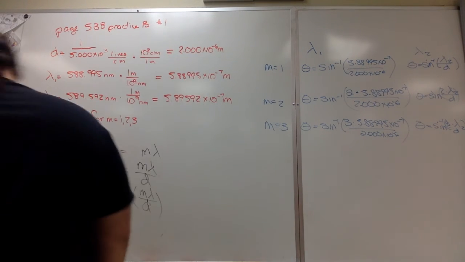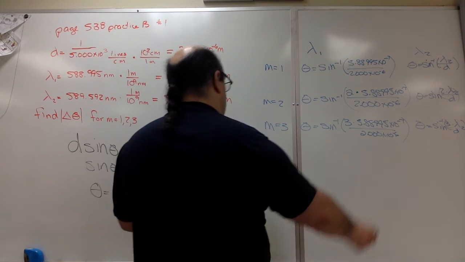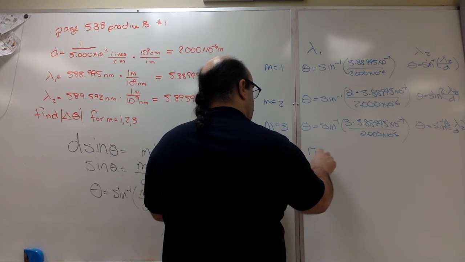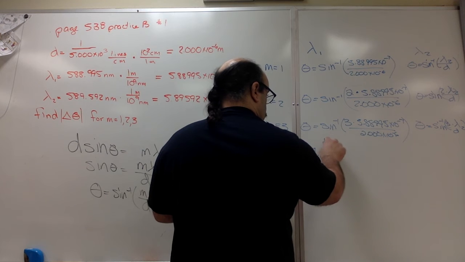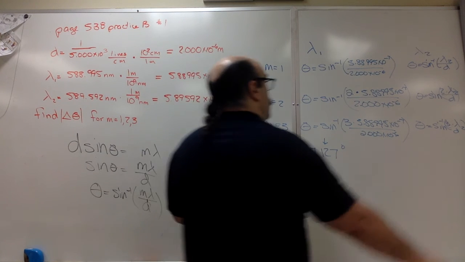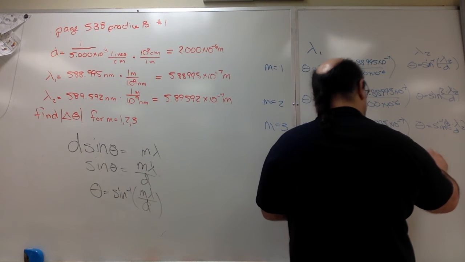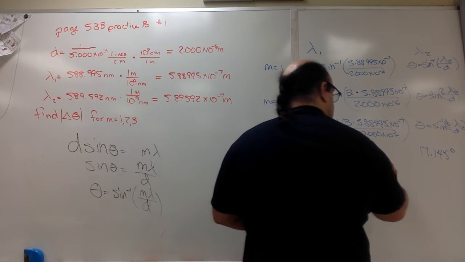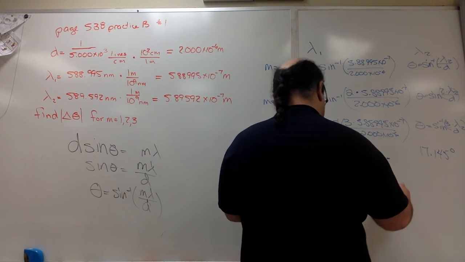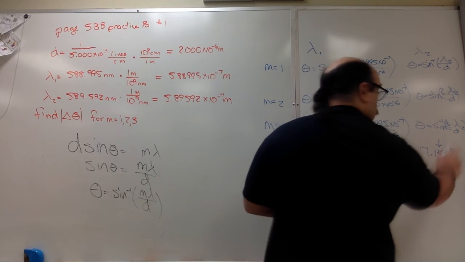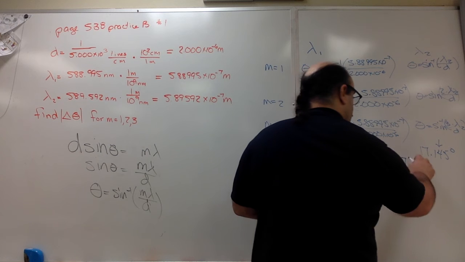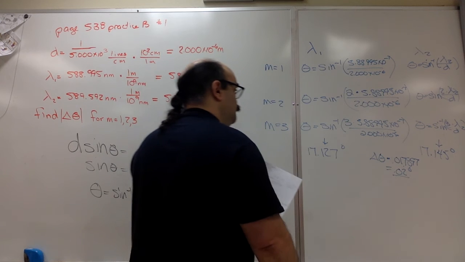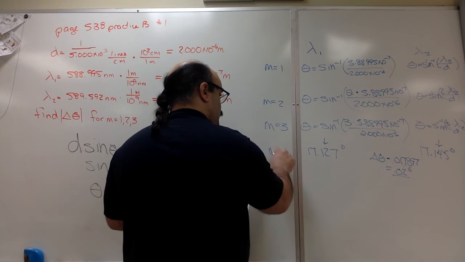Going down and solving, putting in numbers for lambda 1, the first one, I get 17.127. Good to 4 sig figs, so I just stopped. Over here, we get 17.145 degrees. Delta theta for these two then is 0.017897, and again, this is only good to the hundredths place, which rounds to 0.02 to 2 sig figs. Okay, so that was m equals 1.